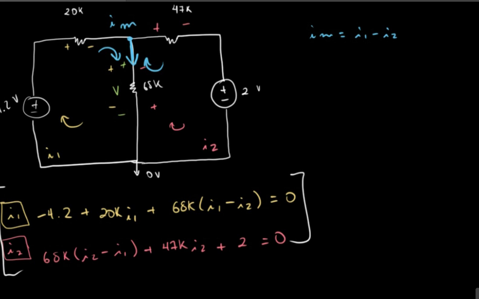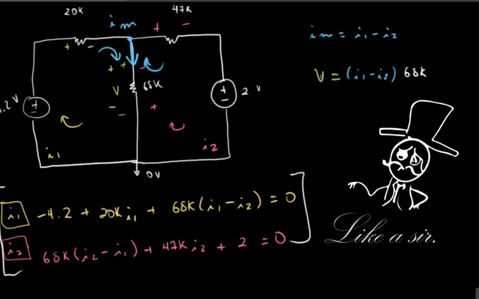And V, in this case, because the other node is 0, V is equal to IM, which is I1 minus I2, times the resistor that is right there, because voltage is current times resistance. And I'm going to solve this in MATLAB using the plugin called Symbolic Math.